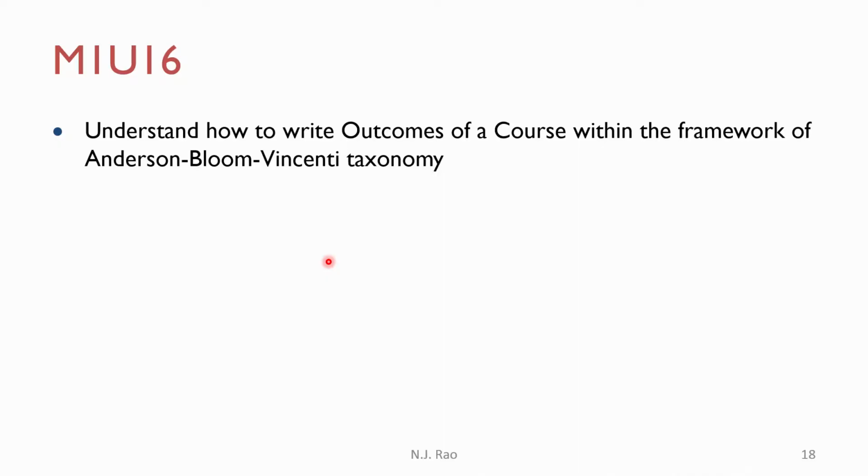And in the next unit we understand how to write outcomes of a course within the framework of the Anderson-Bloom-Vincenti taxonomy. That is practically the goal of this particular module itself, how to write course outcomes for a course in the framework of ABV taxonomy. Thank you very much.